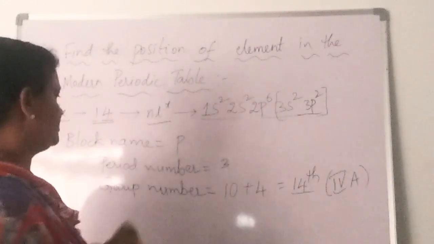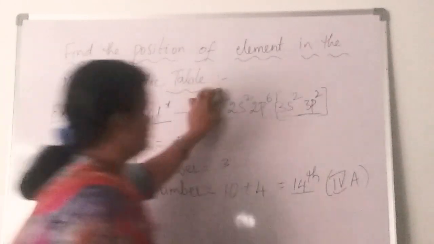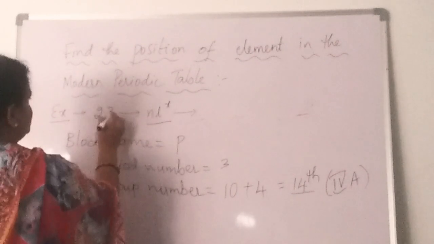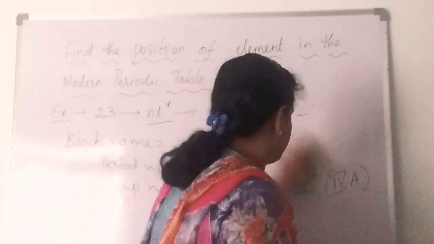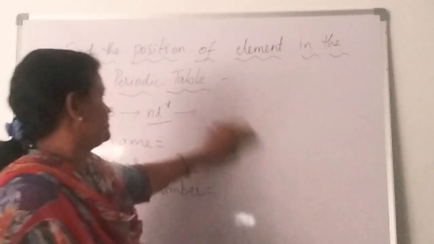Right? In the same manner, let's see some other element which belongs to D block also. Now, here I am taking an element whose atomic number is 23. I am saying this element belongs to D block. How does it belong to D block? How can we say that it belongs to D block? That also we'll see here.